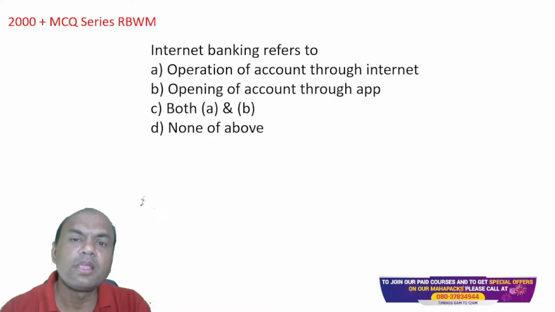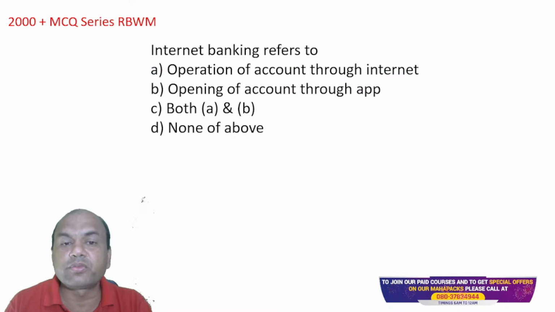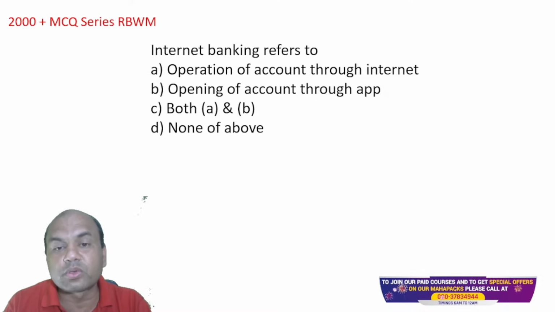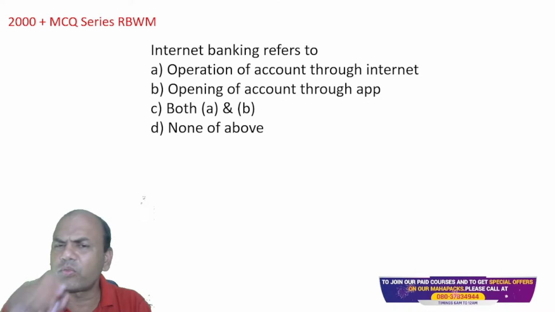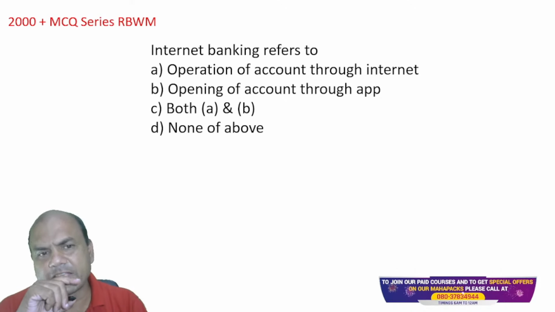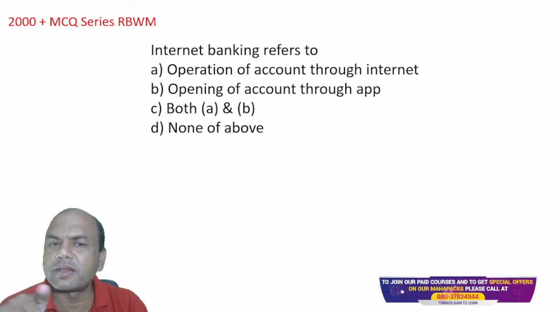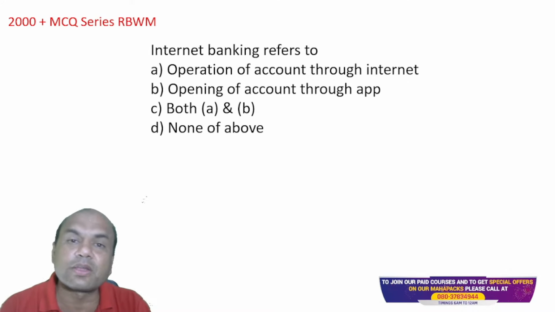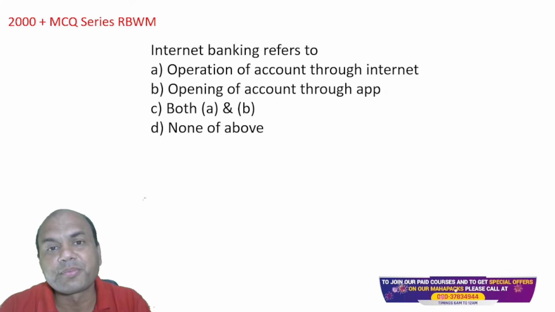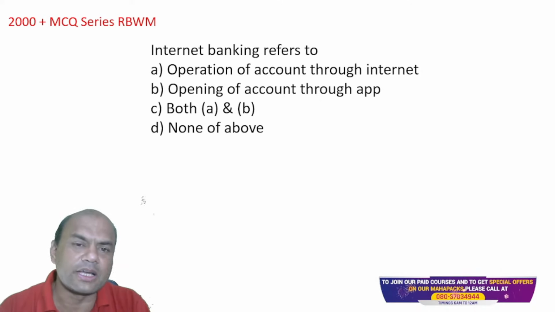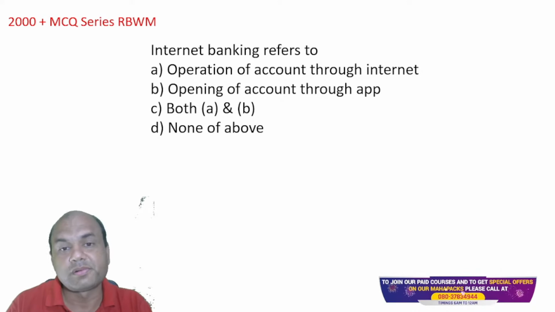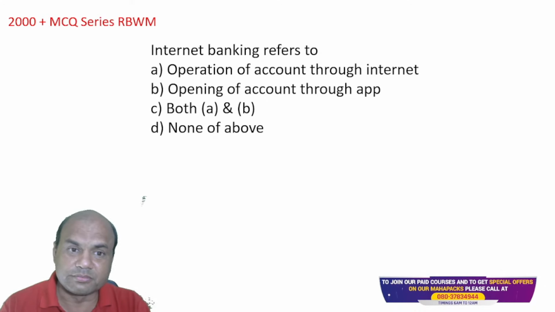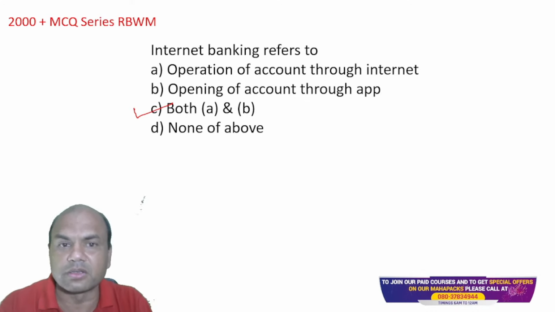Internet banking refers to operation of account through internet, opening of account through app, or both A and B. Now, what do you think, guys? Operation of account through internet means I'm having an account with you and I can deposit the money, withdraw the money, transfer the money, check the balances. I can do this. But can I open the account through app now? I can, right? The answer is C, both A and B. Remember, internet banking refers to all.